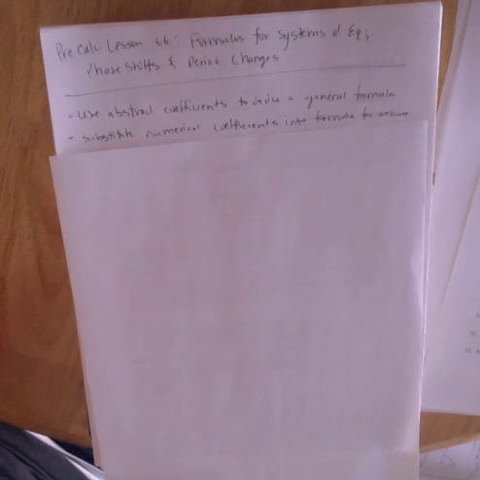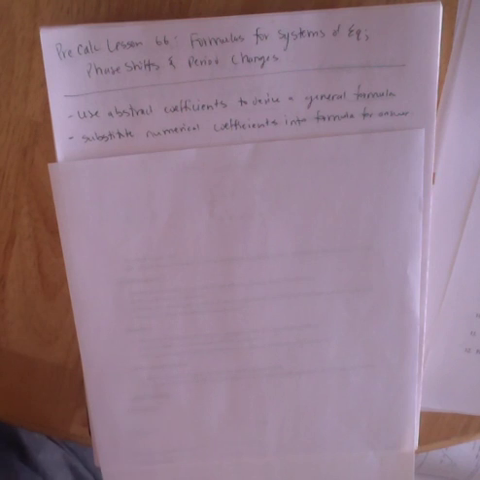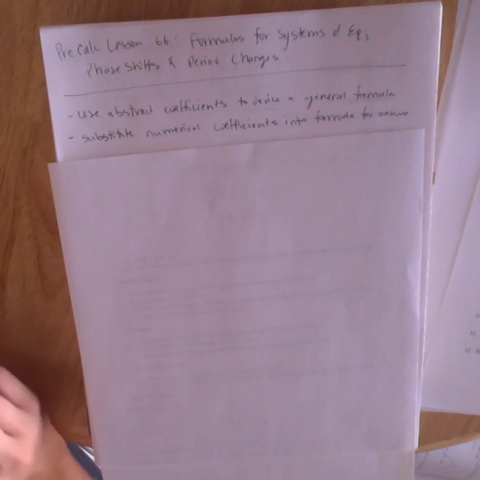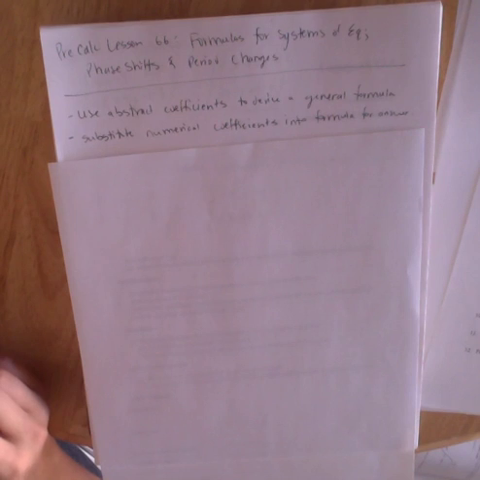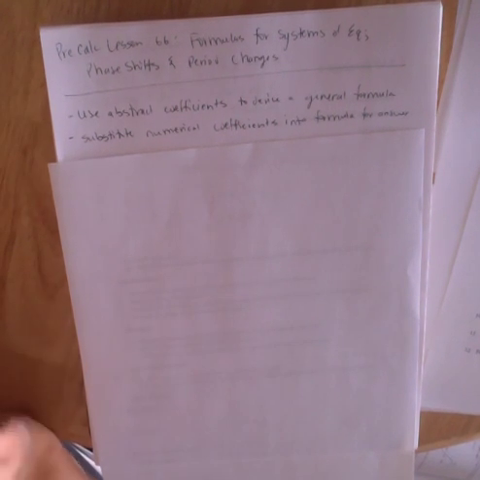Hello everyone, this is Pre-Calc Lesson 66, Formulas for Systems of Equations and Phase Shifts and Period Changes. What we've done previously is we solved problems with abstract coefficients. Now we're going to use those abstract coefficients to derive a general formula to solve for our variables.